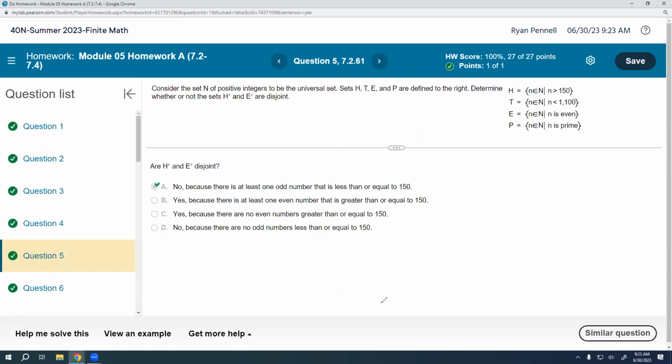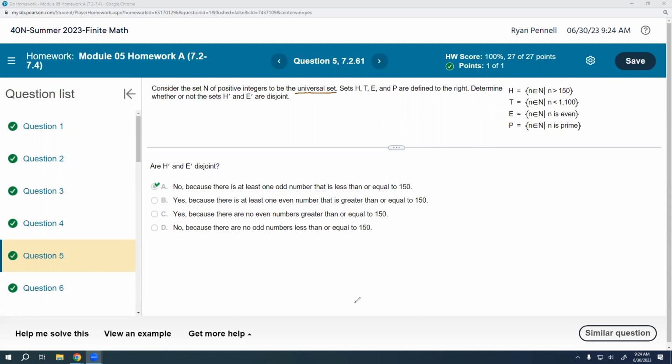Number 5, consider the set N of positive integers to be the universal set. What is the universal set? The universal set is the set of everything included, just like the universe. Okay, the universe is everything inside it. That's what the universal set is. It's just the big set, the thing that includes everything. Sets H, T, E, and P are defined to the right. Determine whether sets H prime, E prime are disjoint.